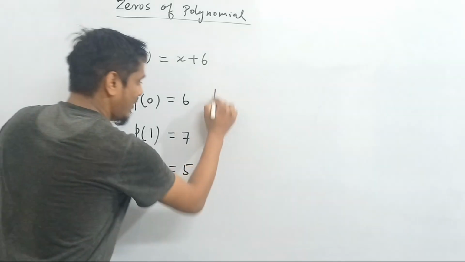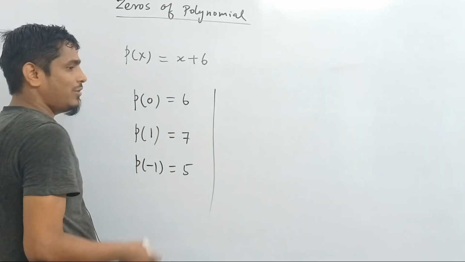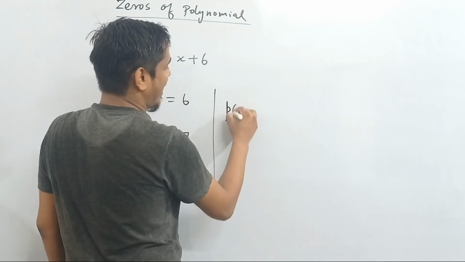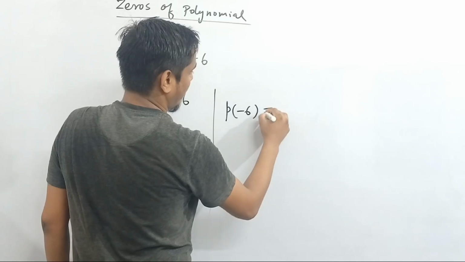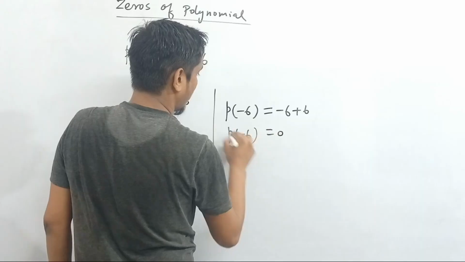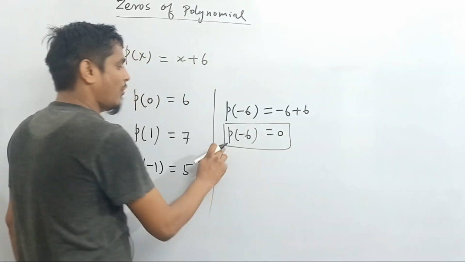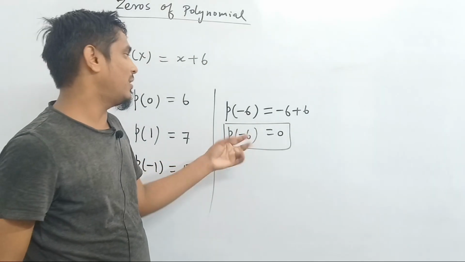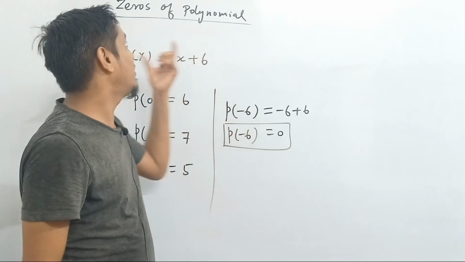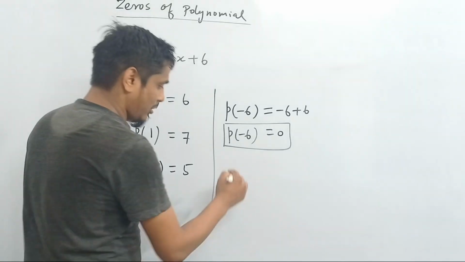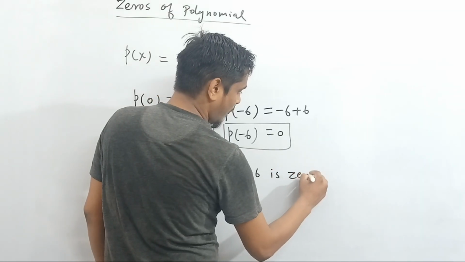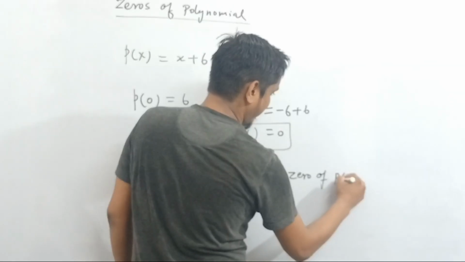Let's see if we are further finding the values at different values of x. We'll find different values of p(x). Let me take the value of x to be negative 6, which is going to give us negative 6 plus 6, which is equal to 0. So we found that at x equal to negative 6, the value of this polynomial is equal to 0. So that value of x is known as the zero of the polynomial. So here we can say that x equal to minus 6 is zero of p(x).